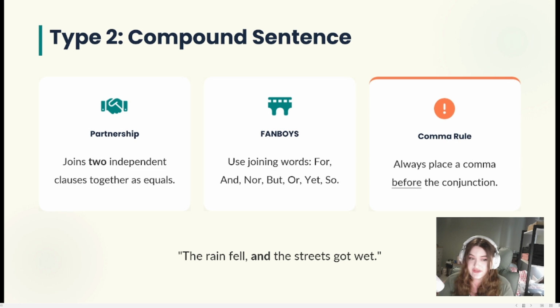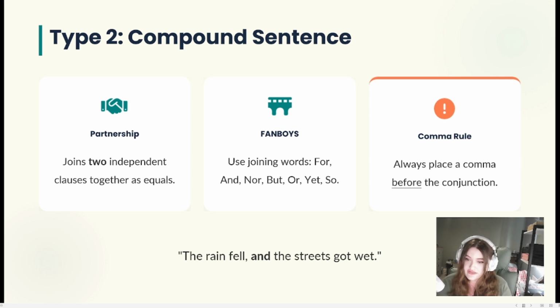So the second type of sentence that we're going to talk about is a compound sentence. We can think of it kind of like a partnership. It takes two independent clauses and it joins them together with a comma and a joining word. There is an acronym that you can use to help you to remember the different types of connecting words. FANBOYS. So we've got for, and, nor, but, or, yet, so. Always put a comma before that conjunction though.